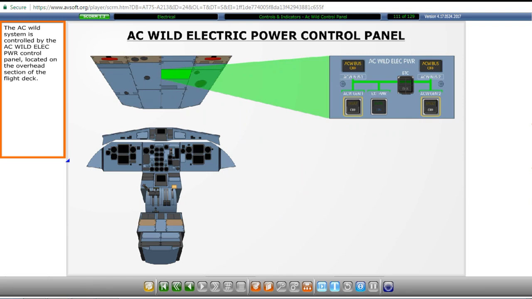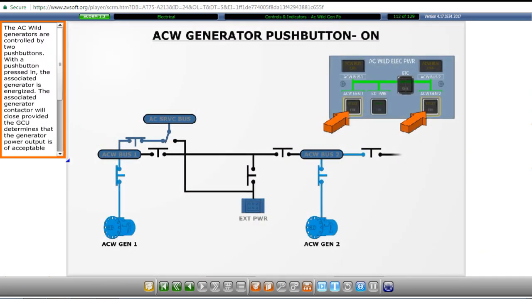The AC Wild system is controlled by the AC Wild electric power control panel located on the overhead section of the flight deck. The AC Wild generators are controlled by two push buttons. With the push button pressed in, the associated generator is energized.